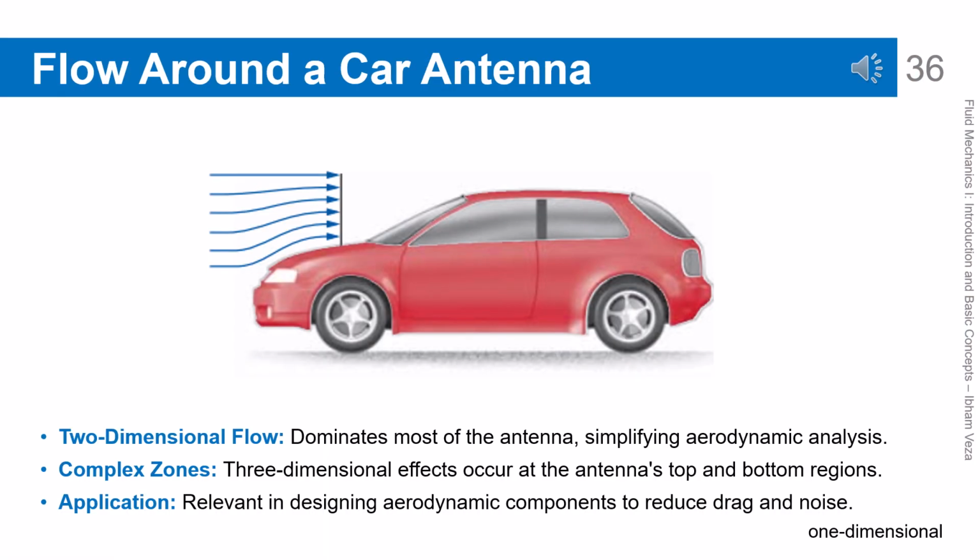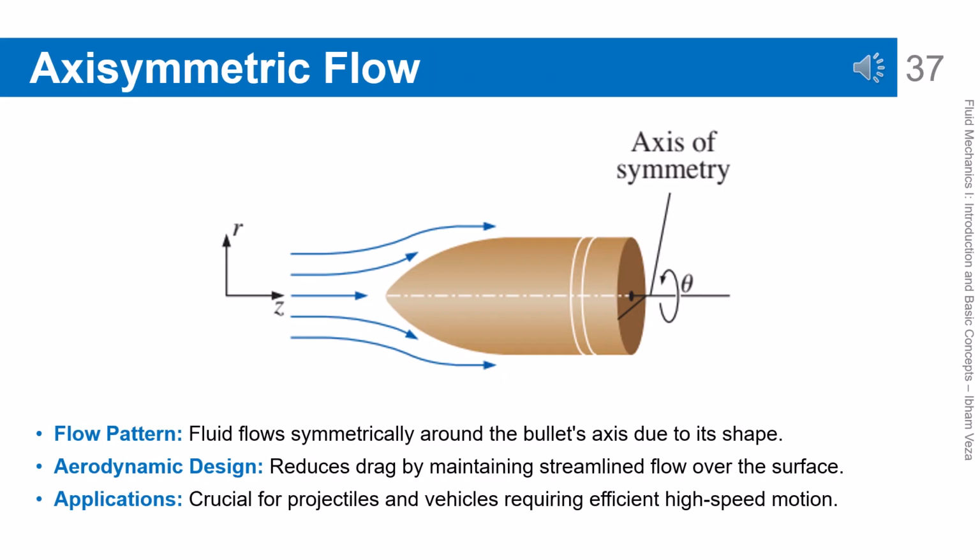Flow around a car antenna. Most of the flow around the antenna can be considered two-dimensional. However, near the top and bottom regions, three-dimensional effects become significant. This simplification helps in aerodynamic analysis of vehicles. This approach is often used to reduce computational complexity. This example shows how assumptions are intelligently applied in engineering.